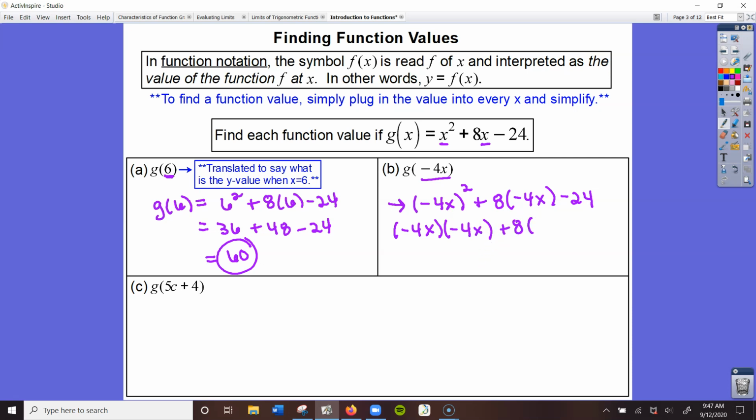So we would do negative 4x times negative 4x, and then 8 times negative 4x, and then minus 24. Negative 4x times negative 4x is a positive 16x squared. 8 times negative 4x is negative 32x, and then minus 24. Since none of these are like terms, this would be my answer.